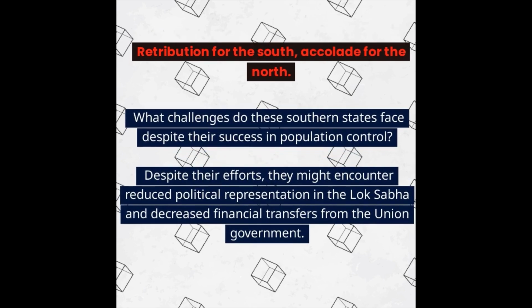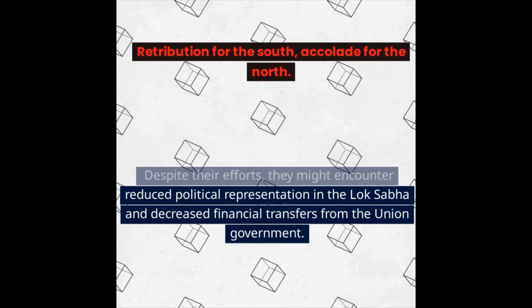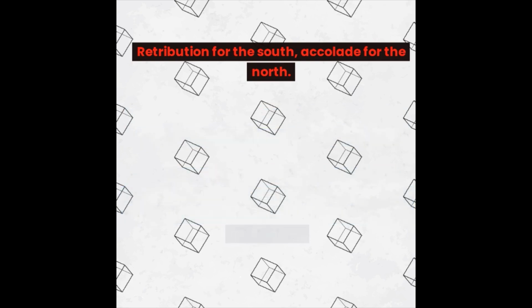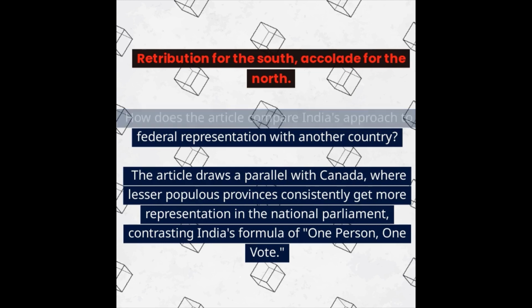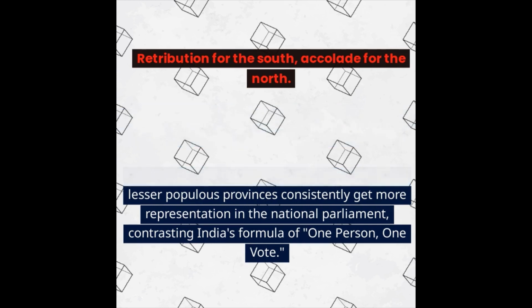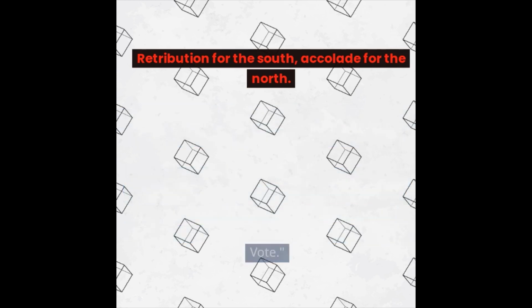What challenges do these southern states face despite their success in population control? Despite their efforts, they might encounter reduced political representation in the Lok Sabha and decreased financial transfers from the union government. How does the article compare India's approach to federal representation with another country? The article draws a parallel with Canada, where lesser populous provinces consistently get more representation in the national parliament, contrasting India's formula of one person, one vote.